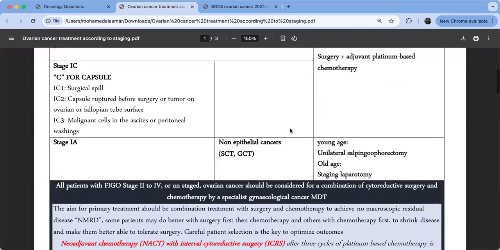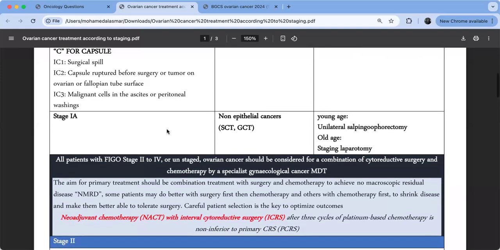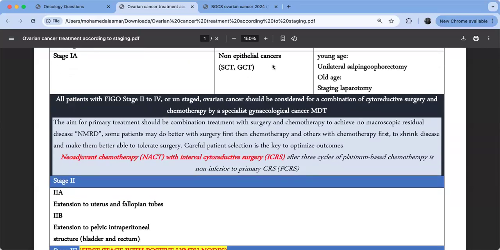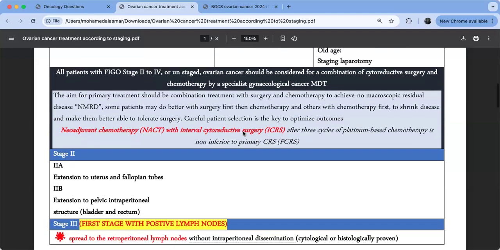Okay? For stage 1 but non-epithelial cancer in younger age, there is an option of unilateral salpingo-oophorectomy to preserve fertility, especially in younger age, like if they tell you 18 years old and she had a non-epithelial germ cell tumor. So in this case, there is an option of fertility sparing, but for epithelial tumor, there is no fertility sparing option.